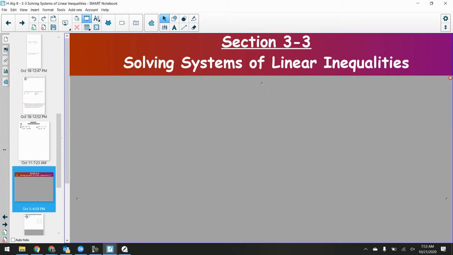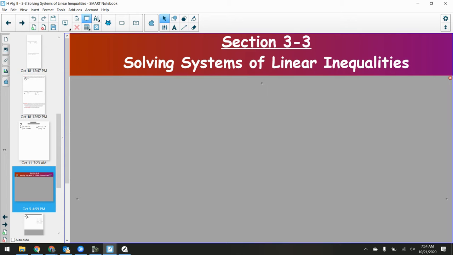All right, here we go. Solving systems of linear inequalities. You'll notice that we skipped section 3.2. We'll hit section 3.2 tomorrow. Don't worry, sections 3.2 and 3.3 are independent from one another, so we could really switch the order and it's not going to change anything. But again, section 3.3 is solving systems of linear inequalities. I wanted to jump from equations to inequalities to show you the similarities and the differences.